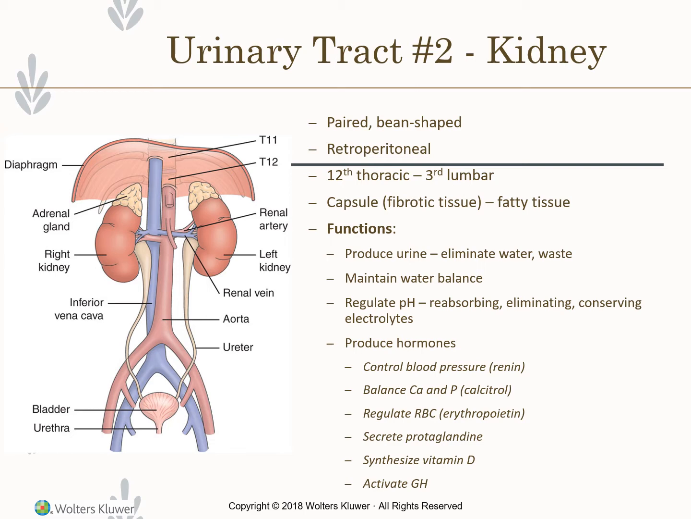Functions of the kidney: produce urine, filter and eliminate water and waste products in urine, maintain water balance, regulate pH of body fluids by reabsorbing, eliminating, or conserving electrolytes such as sodium, potassium, hydrogen, chloride, and bicarb ions. Produce hormones that control blood pressure such as renin, balance calcium and phosphorus levels, calcitriol, and regulate red blood cell production, erythropoietin. They also secrete prostaglandins, synthesize vitamin D to an active form, and activate the growth hormone.